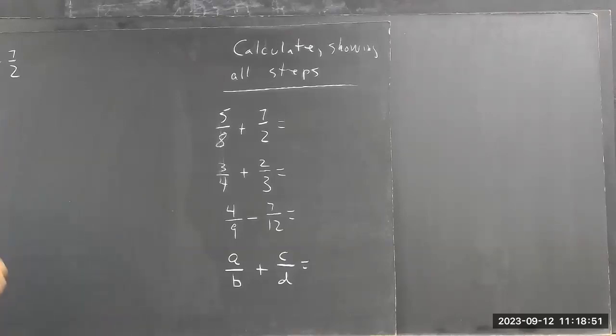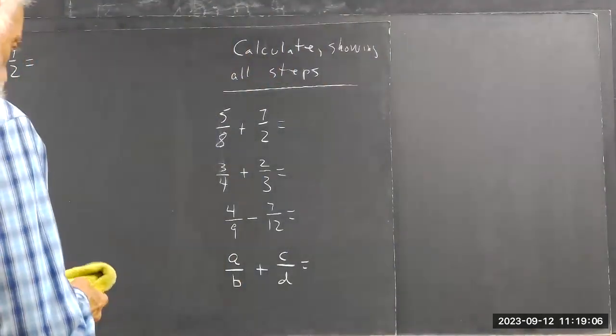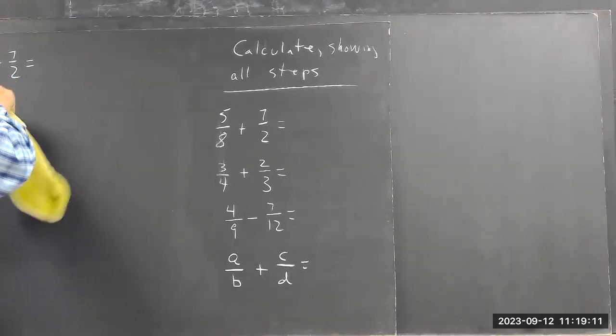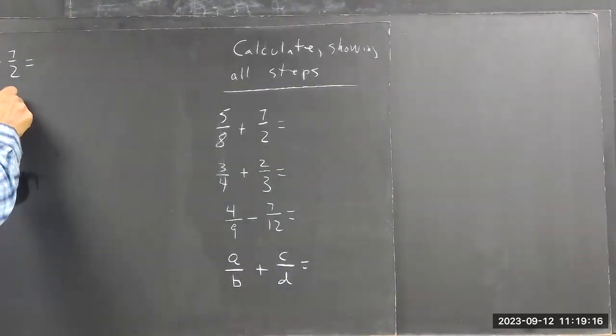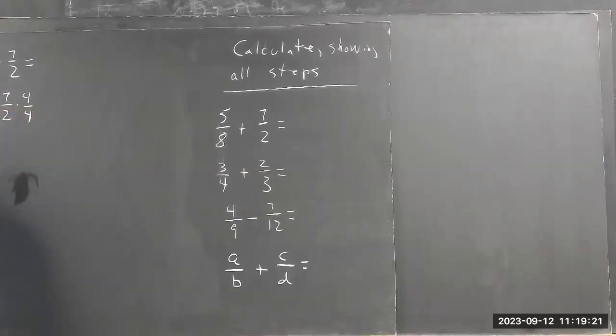Everybody seems to understand that, so I'm not going to dwell on it. I was talking instead of thinking about what I'm doing. So I did the 5/8; what I was going to do to 7/2 is this. It's 5/8 plus 7/2, and I'll write it this way, times 4/4. And now the denominators are going to match.